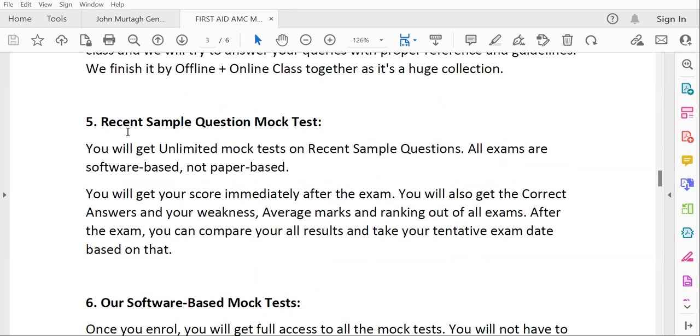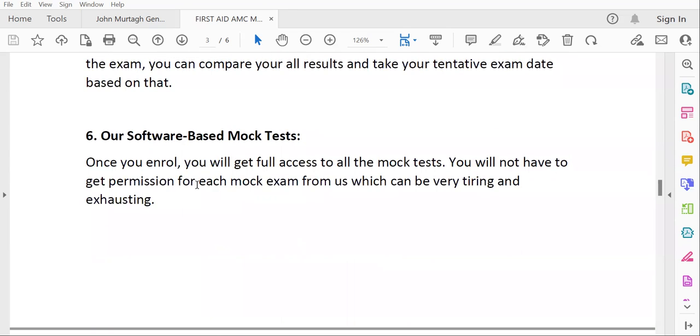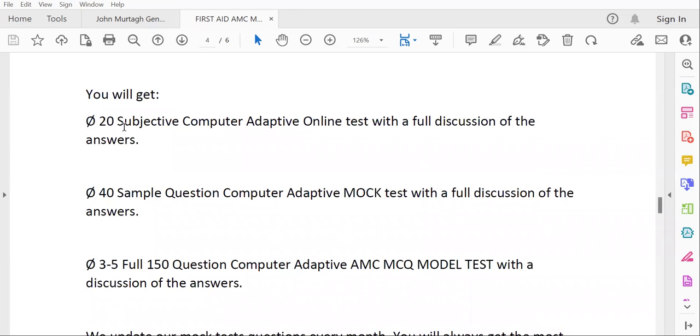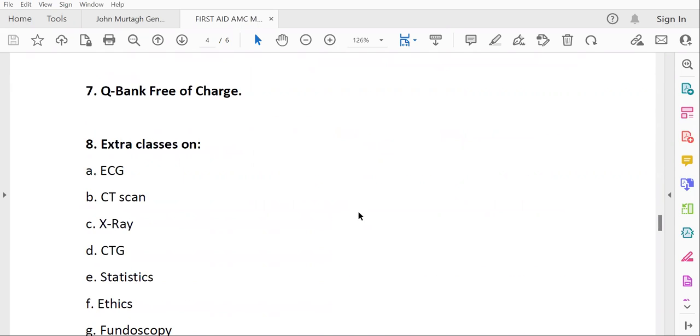After you do our sample question discussion, there are some sample question mock tests that we update every month. So we always update some new questions as we go. Software-based mock exams: this number is always changing based on how much we are adding. So 20 subjective questions, 40 sample questions, 3 to 5 full 150-question mock tests. Now we have 3, and we are still adding 2 more full 150-question AMC model tests, which are totally the same as your exam. If you can finish those 3 mock tests before your exam and pass them, there is a likely chance you will pass the exam as well.